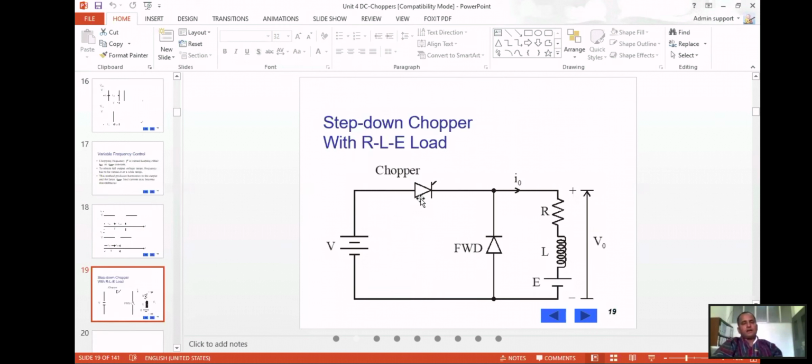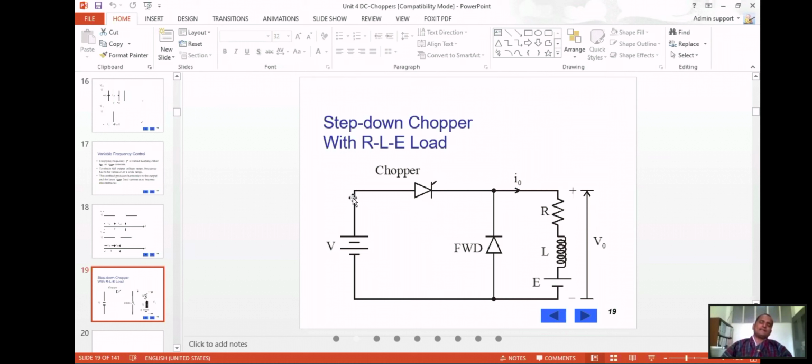Till now we were just talking about the basics of a chopper, how a chopper operates. Now we'll go into detail on a step down chopper with RLE load. We are not talking about the R load, L load, or RL load separately, because if you know the RLE load, you can understand the other types of load also.